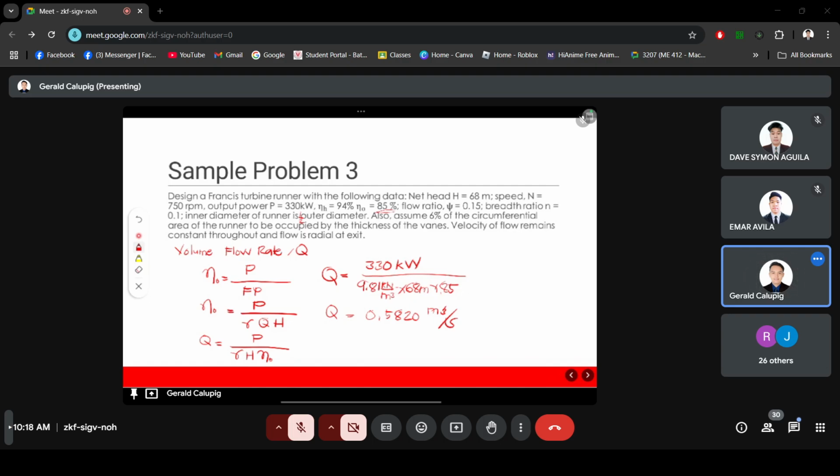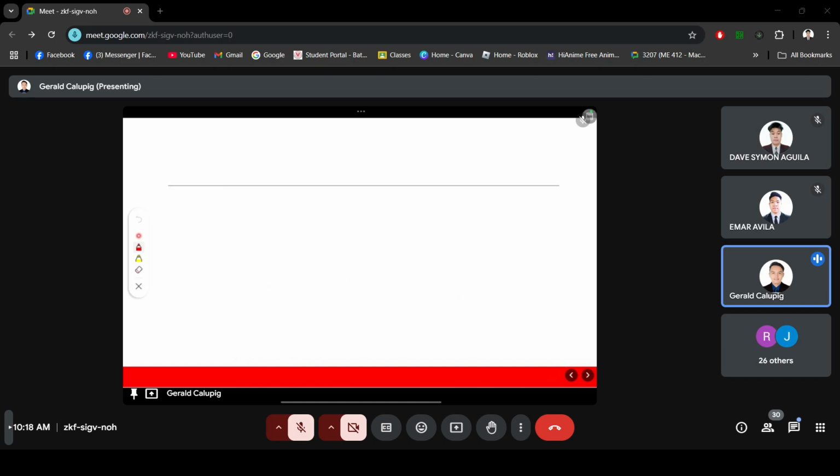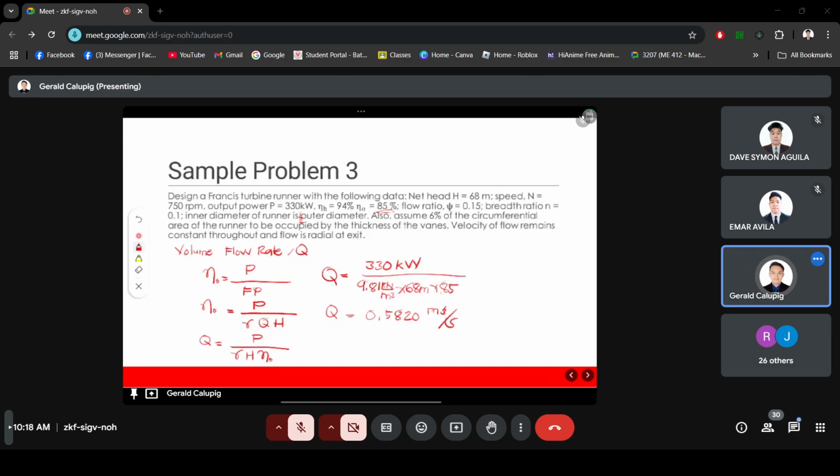So we have here flow velocity, which is Vf. Vf is equal to what? What is our formula for Vf? Vf is equal to flow ratio times square root of 2gH. Okay. So we can have here Vf is equal to what? Our flow ratio here is 0.15.